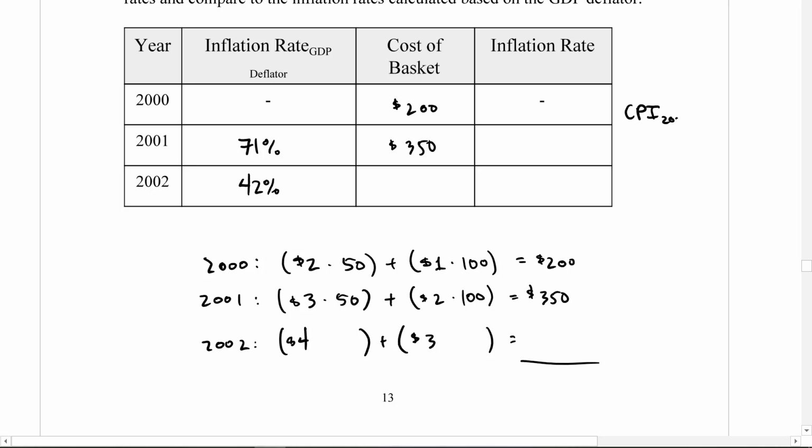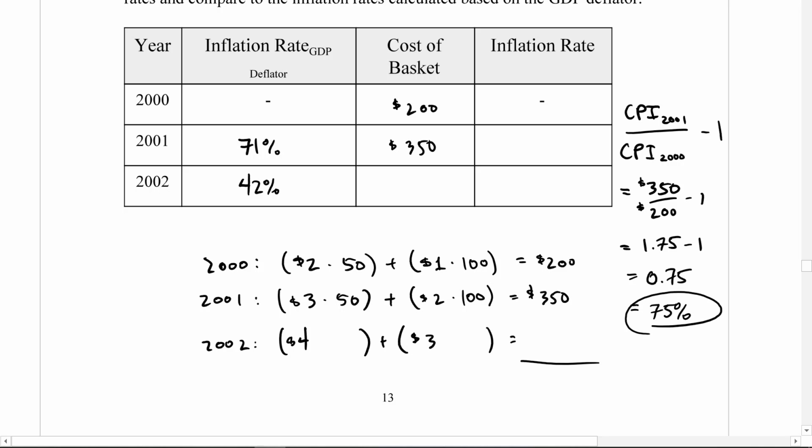CPI in the year 2001 over CPI in the year 2000 minus 1. So t is 2001, and t minus 1 is 2000. And so we just get 350 over 200 minus 1. Throw that into a calculator. You get 1.75 minus 1 is 0.75, or 75%. Okay, so again, last one is for you to try.